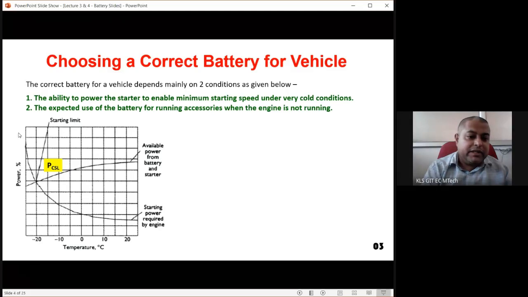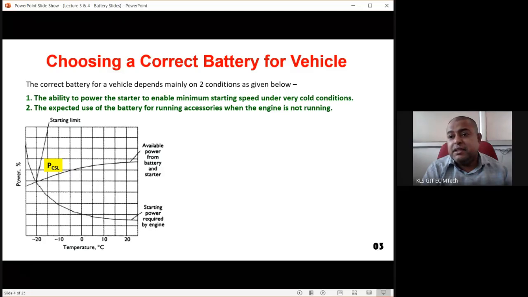And what is this point? This point is the power for cold start. So this is called the cold start limit, and this is the power for cold start limit. And how much is the power for cold start limit? It is 50%. So I might draw some graph like this with a different scale and ask you what is the cold start limit.